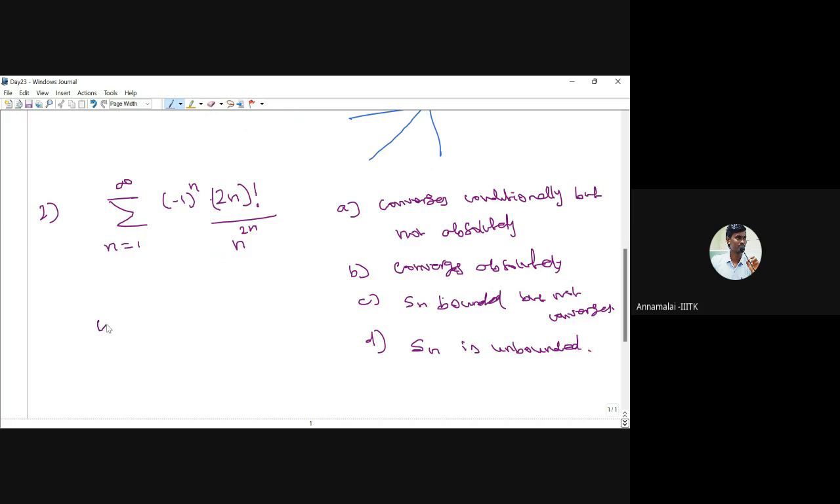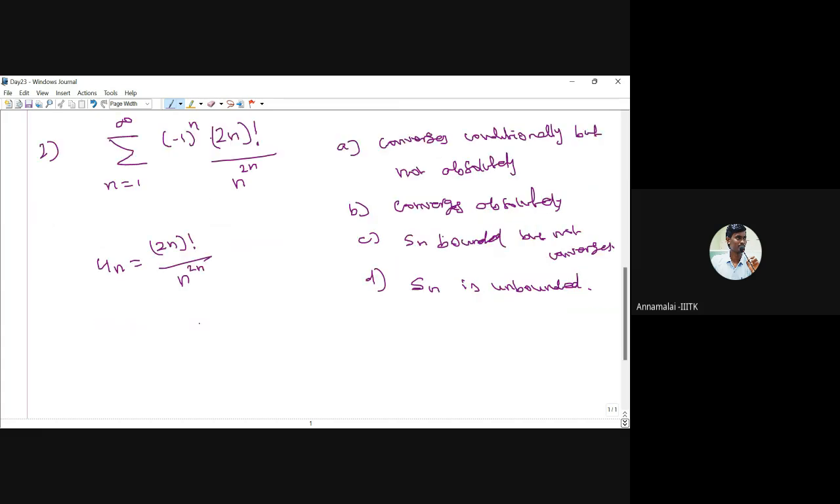So our un should be 2n factorial by n power 2n. Suppose they are asking about the convergence of the series, you have to apply the Leibniz theorem: it is decreasing, converges to 0, and all terms are positive, then it converges. But the options are talking only about conditional convergence or absolute convergence. Therefore, you take the modulus of the given series, you get un equal to this. Now check whether this series converges or not.